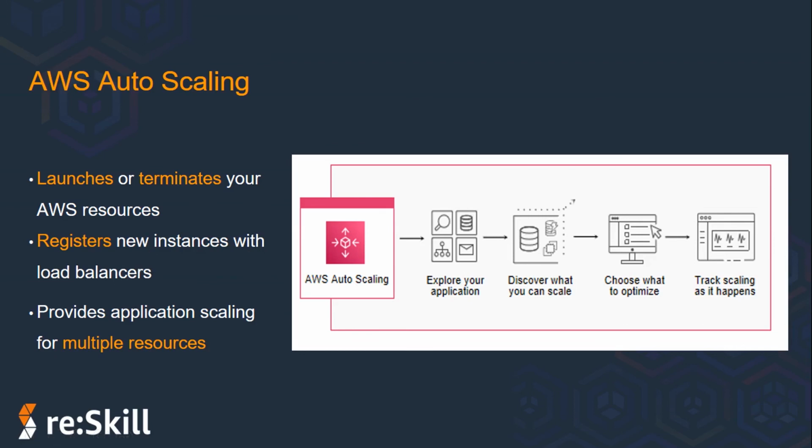Also, it is a separate service that monitors your applications and adjusts the capacity to maintain steady, predictable performance at the lowest possible cost. The service provides a simple and powerful user interface that enables you to build scaling plans for resources, not just EC2 instances, but also spot fleets, Aurora replicas, DynamoDB tables and indexes, and even ECS tasks. If you are already using EC2 Auto Scaling, you can now use it with AWS Auto Scaling to scale additional resources for other AWS services.